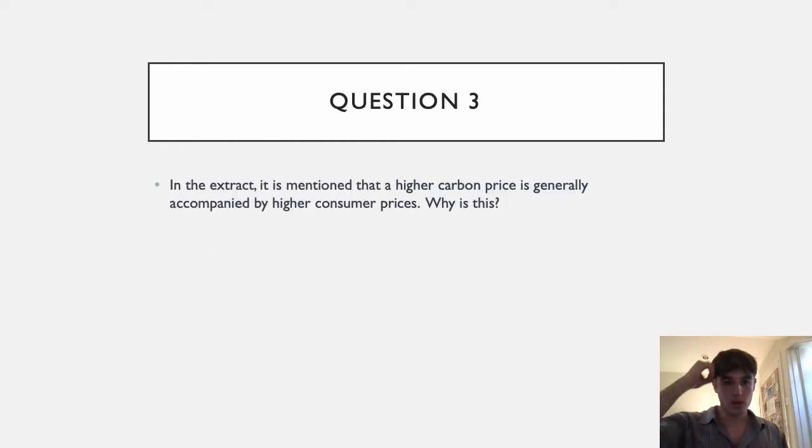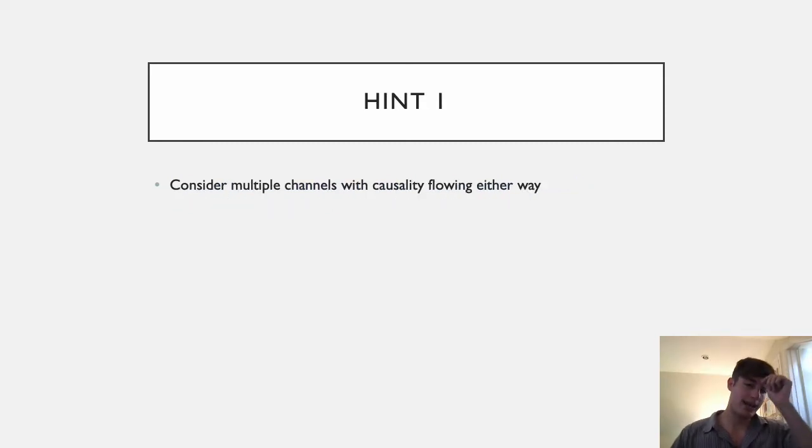Right, question 3. We're getting a little bit more sophisticated here. In the extract, it's mentioned that higher carbon price is generally accompanied by higher consumer prices. Why is this? My hint for you is make sure to consider multiple channels with causality flowing either way. When I've asked this as a practice interview question live, most of the time people identify one channel, but there's really two key channels here.